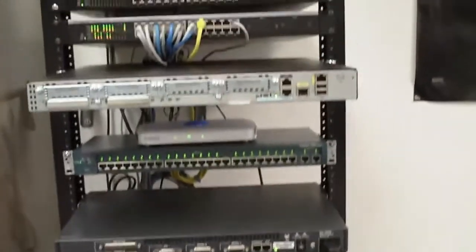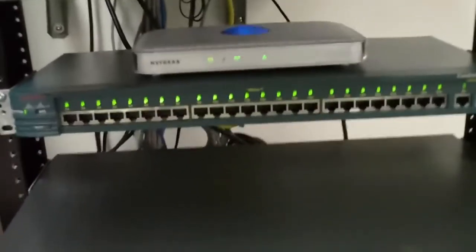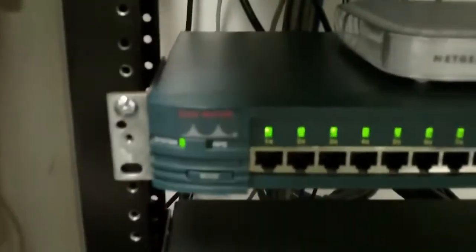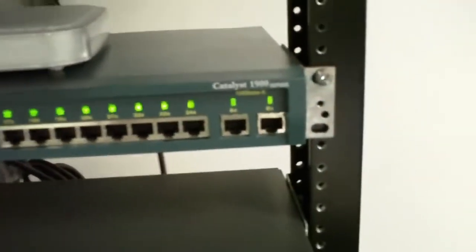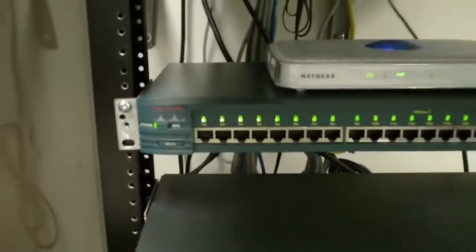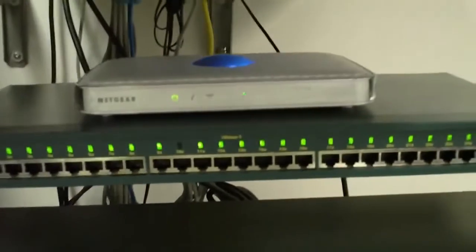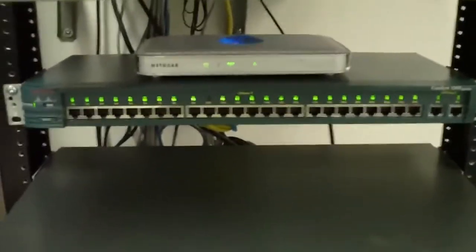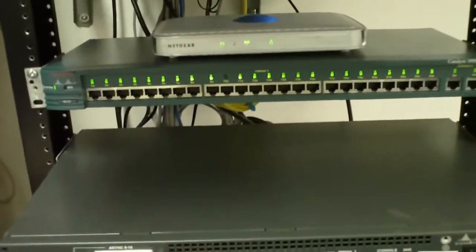And down there's our 2500 routers, and our 2900 series router. A couple other switches up top there, and those are fast Ethernet. And again, there's that 50-second interval as it goes through the learning state looking for devices connected to it. And then any devices plugged into any ports would have their MAC addresses stored in the forward filter table.